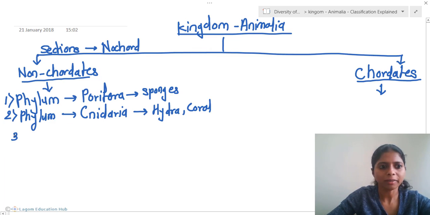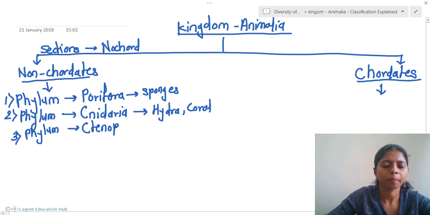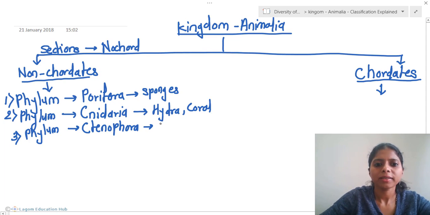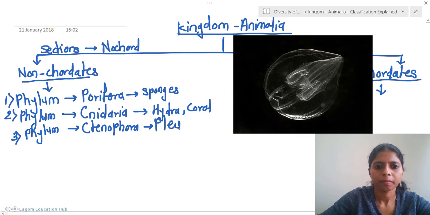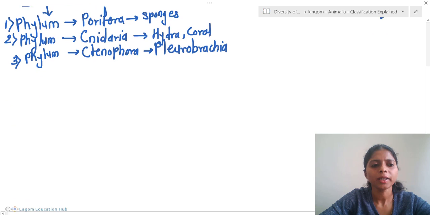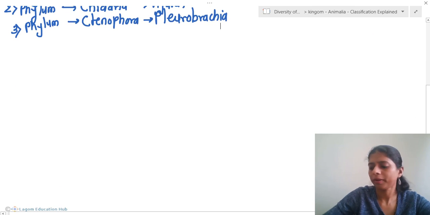Then the third phylum is phylum Ctenophora. Ctenophora include some different kinds of animals which we are not much familiar with. They include animals like Pleurobrachia. We are not much familiar with these animals, but try to remember them. Let me take it a little bit up and you also write properly in one line.